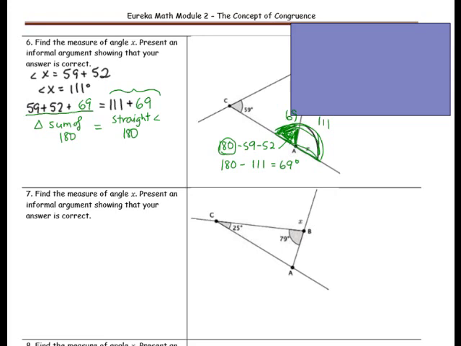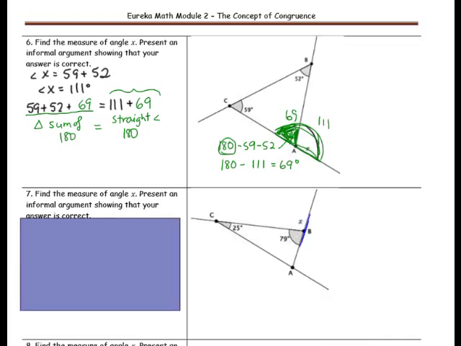Pause the video and solve problem 7. Present an informal argument showing your answer is correct. Resume the video when you are ready to show your work or check your work.